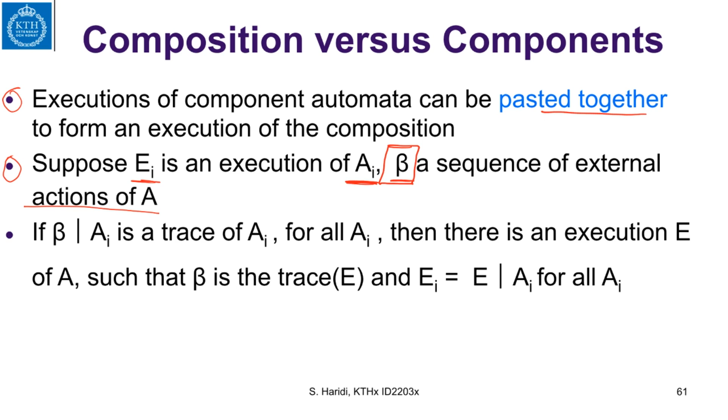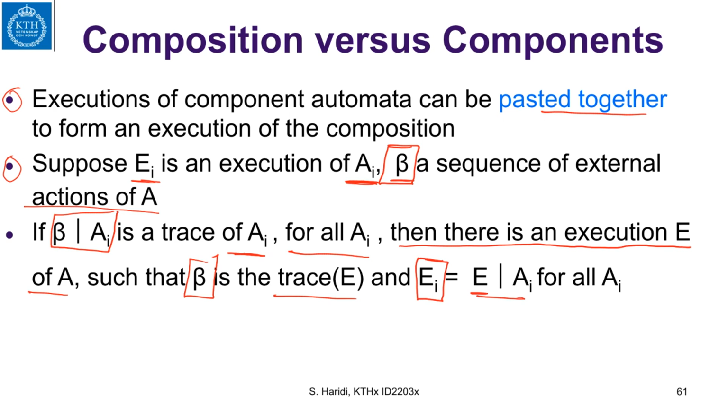The condition is: if we take beta and restrict it to each component, we find that it is a trace of that component, and that happens for all components. Then we can get an execution E of A such that beta is a trace of E, and that execution can be restricted to each component to get the execution of the component.